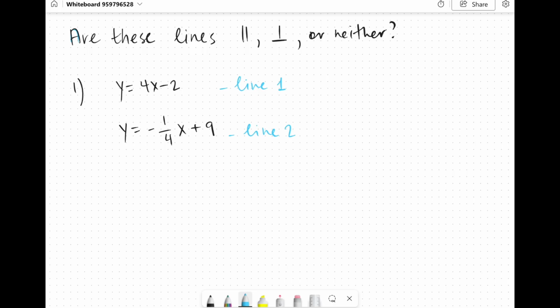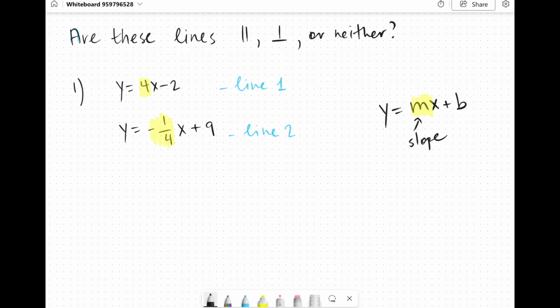What you need to notice is each of these equations is in y equals mx plus b form simply because y is by itself. Y is by itself in the first equation, y is by itself in the second equation. If that is the case, the slope is actually on the surface. It's right there next to the x. Because remember, in mx plus b, m is the slope. Which means line 1 has the slope of 4, and line 2 has the slope of negative 1/4.